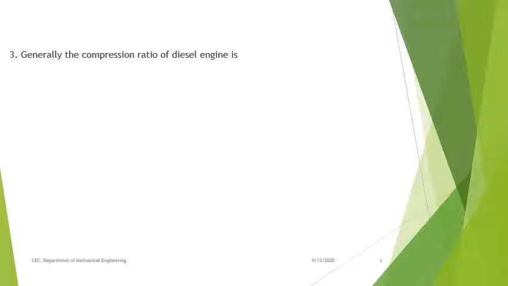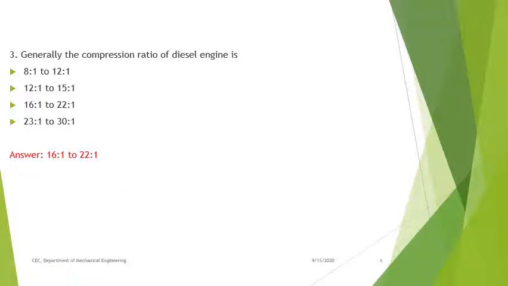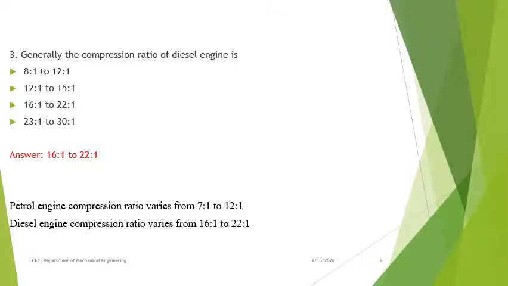Third one: generally the compression ratio of a diesel engine is 8 is to 1 to 12 is to 1, 12 is to 1 to 15 is to 1, 16 is to 1 to 22 is to 1, 23 is to 1 to 30 is to 1. The answer is 16 is to 1 to 22 is to 1, because petrol engine compression ratio varies from 7 is to 1 to 12 is to 1, and diesel engine compression ratio varies from 16 is to 1 to 22 is to 1.